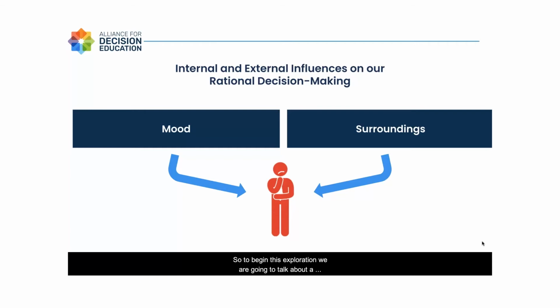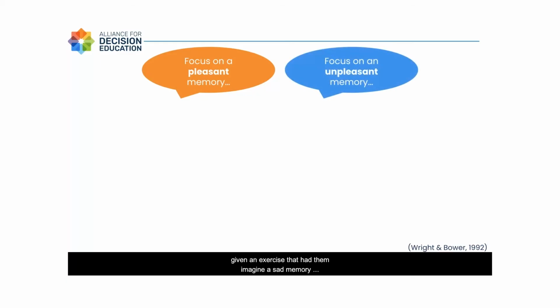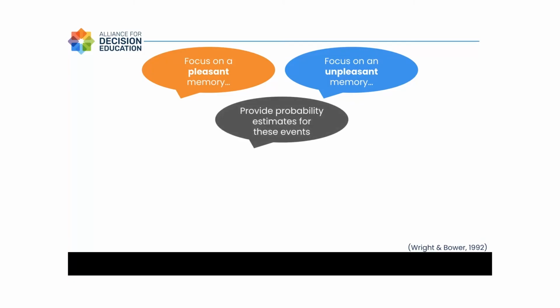So to begin this exploration, we are going to talk about a classic study that illustrates the powerful effect of your own mood on decision-making. In this study, some participants were given an exercise that helped them focus on a happy memory, which they then wrote down. And some participants were given an exercise that had them imagine a sad memory, which they then wrote down. After this, participants were asked to estimate the probability that certain future events would happen to them.